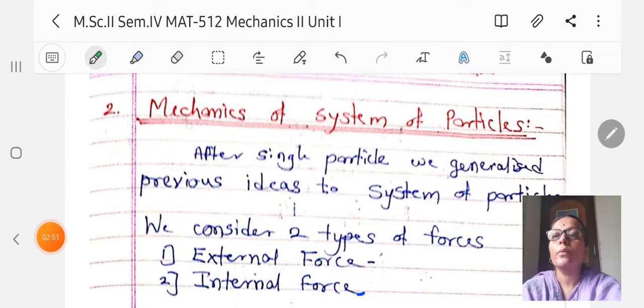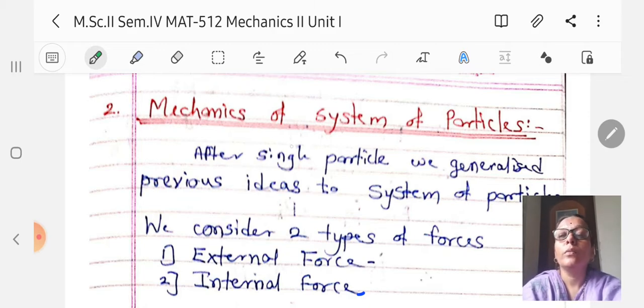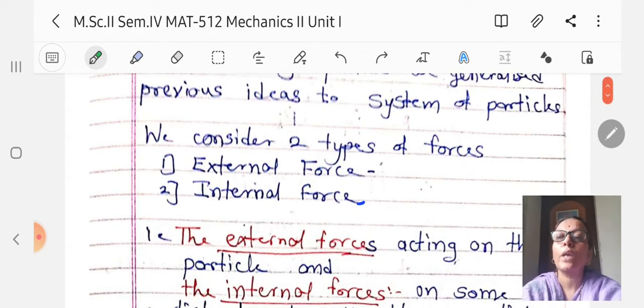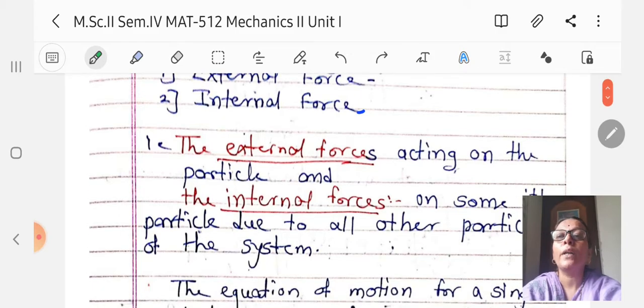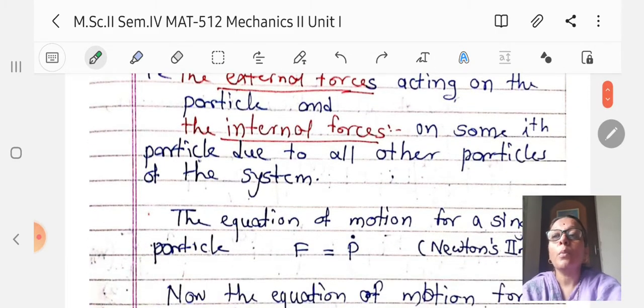Now in this lecture we take the second article, that is mechanics of a system of particles. After the single particle, we generalize the previous ideas to a system of particles. We consider two types of forces, that is external force and internal force. That is the external force acting on the particle, and the internal force on some ith particle due to all other particles of the system.